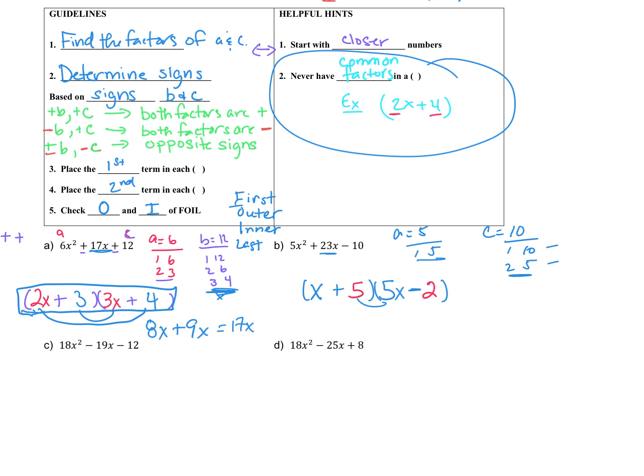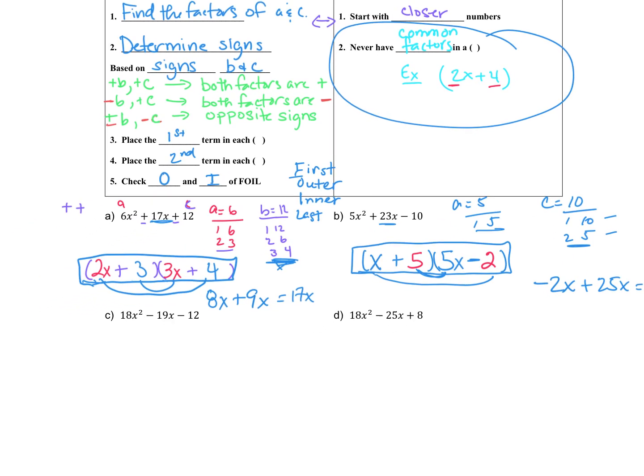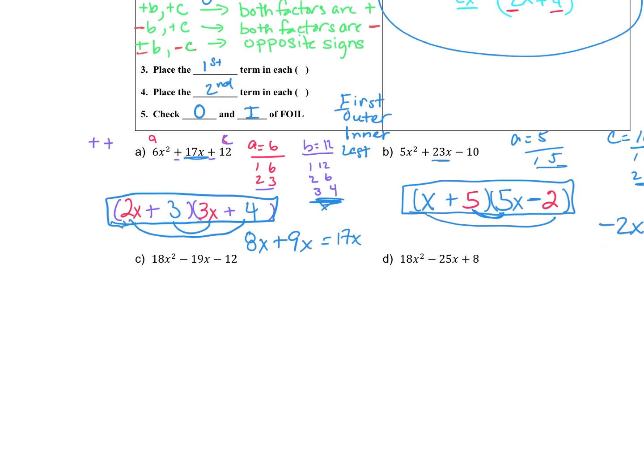Okay, so I have a plus 5 and I did a minus 2. If I FOIL, just do the outer and inner, x times a negative 2 is a negative 2x. 5 times 5x is a positive 25x, which gives me a positive 23x. So therefore, this is correct. And it's trial and error. If you picked 1 and 10, then you would have to keep checking that outer and inner. You have to check that part.